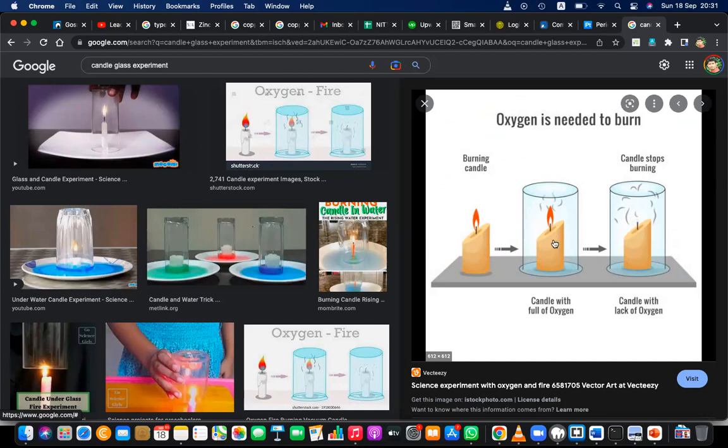So this proves that for fire or for burning, oxygen is required. Without oxygen, it is not possible to burn. Another thing, have you heard that in the mining industry, they basically use candles to test the oxygen level?